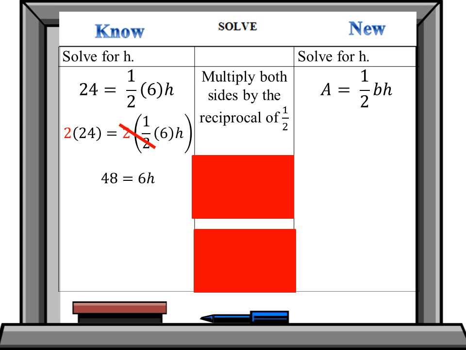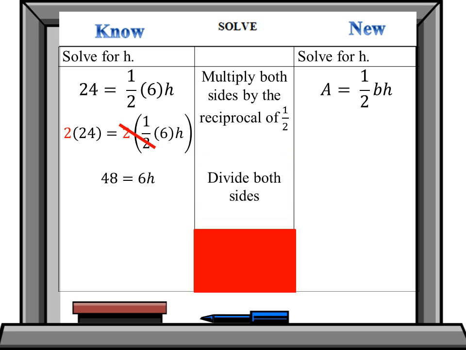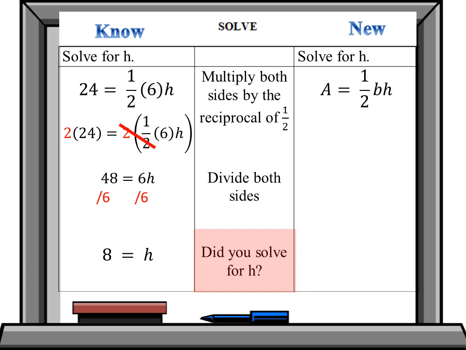Since I'm solving for h, I'm going to look at 6 times h. The opposite operation would be to divide both sides, which gives me 8 equaling h, which we know to be 8 inches from the previous problem. And we did solve for h. I want you to pause your video here and see if you can solve for h in a literal equation.